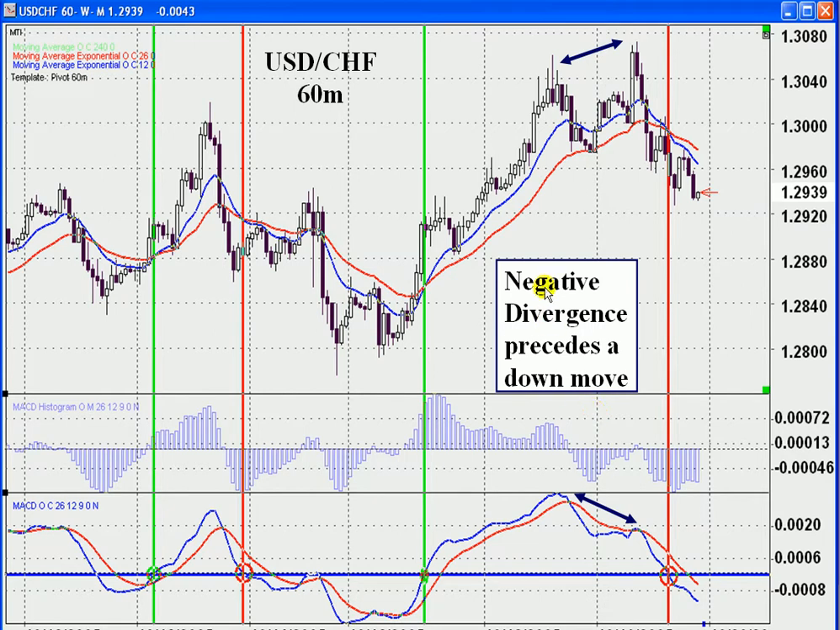Here on the 60-minute chart, we see price moving up, forms a new high, holds above the previous high, parabolic spike, and then moves down. While MACD had already been neutralizing and moving down, it forms a very modest, very weak high and precedes price down.